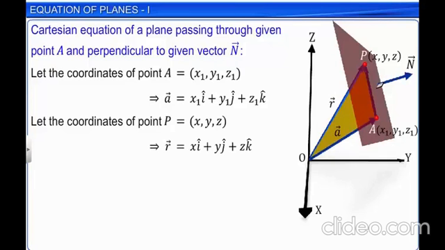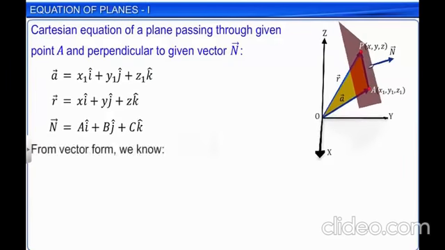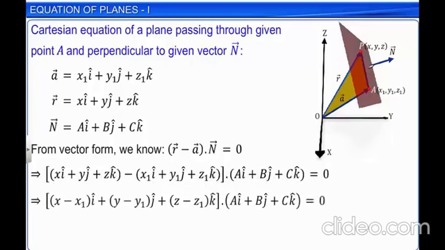If the direction ratios of vector n are a, b, and c, then vector n can be written in its component form as shown. Substituting the component forms of position vectors r and a, and of vector n in the vector form of the equation, we get the equation as shown. On simplifying, we get the Cartesian equation of a plane passing through a given point and perpendicular to a given vector, as shown here.